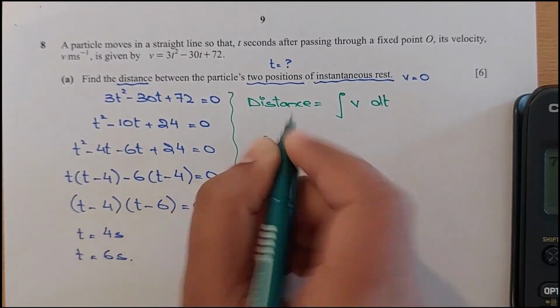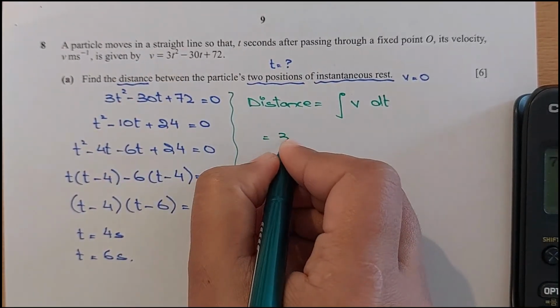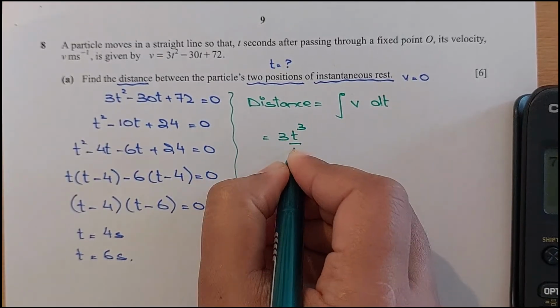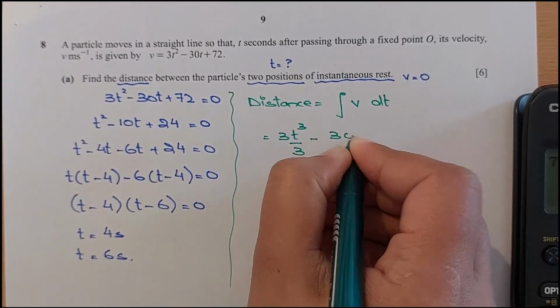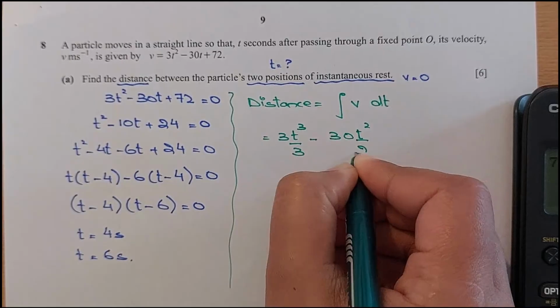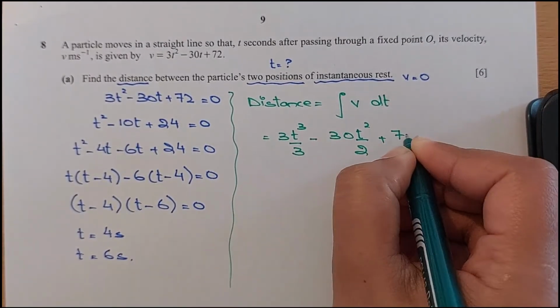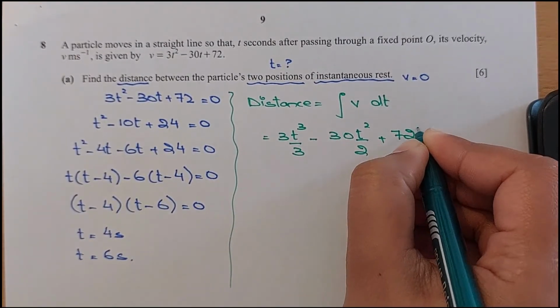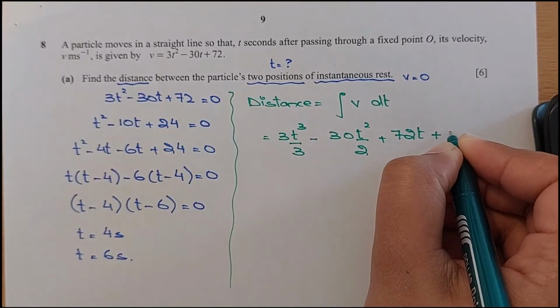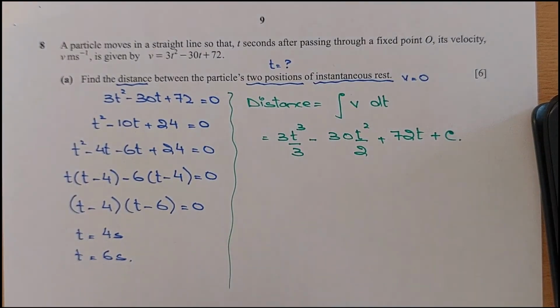So let me integrate this velocity. We have 3 as it is. t² becomes t³/3, minus 30t²/2, plus 72t, plus the constant of integration.